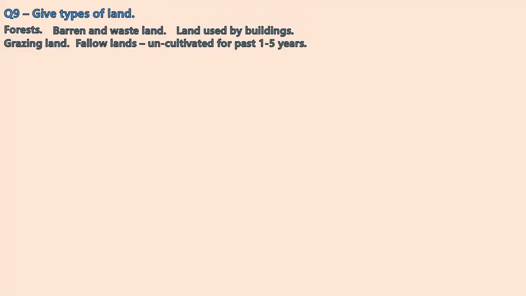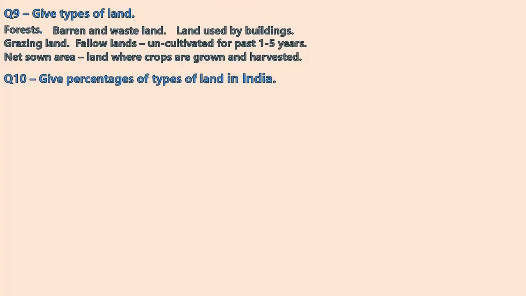Okay, fallow lands. Fallow lands are the lands which are fertile but have not been used for cultivation for the past 1 to 5 years. Okay, such lands which have not been cultivated for the past 1 to 5 years are called fallow, F-A-L-L-O-W lands. Okay, and the next type of land is net sown area. Net sown area means cultivation is happening, we are planting the crops, we are harvesting them, and the land is getting used for agriculture. So net sown area is the land where crops are grown and harvested. These are the types of land.